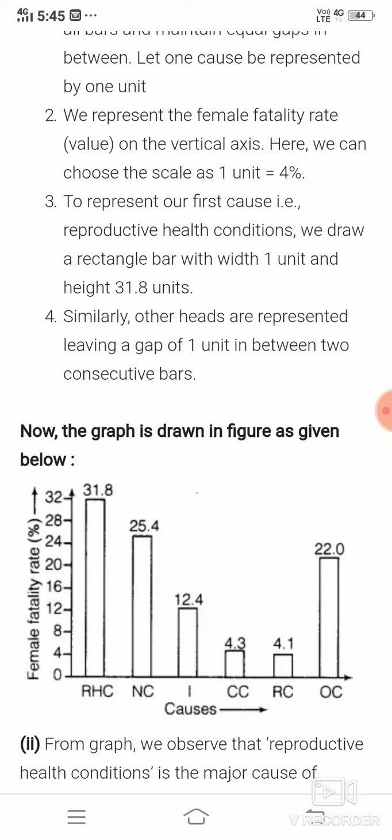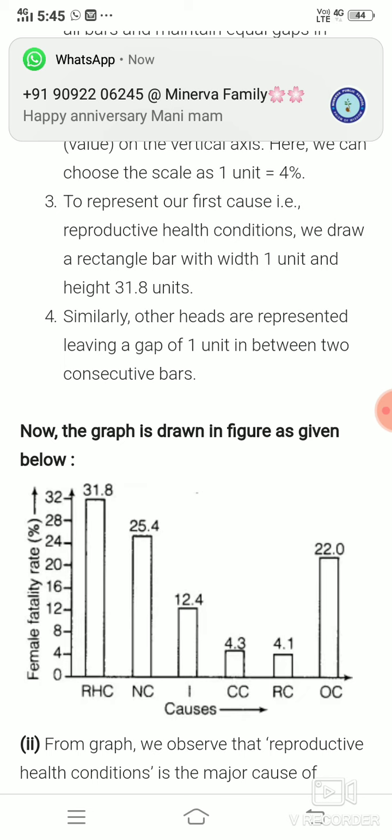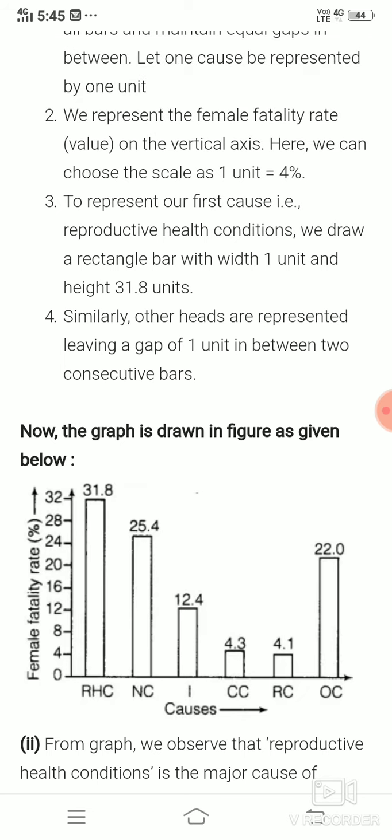Then NC means neuropsychiatric conditions, I is injuries, CC cardiovascular conditions, respiratory conditions, and OZ other causes. In the second one, NC, 25.4 is between 24 and 28, and between 24 and 28 we have 26. So below 26 you need to draw one mark.